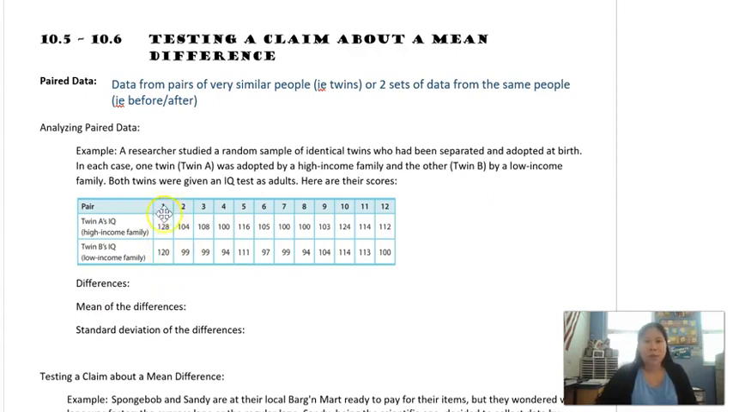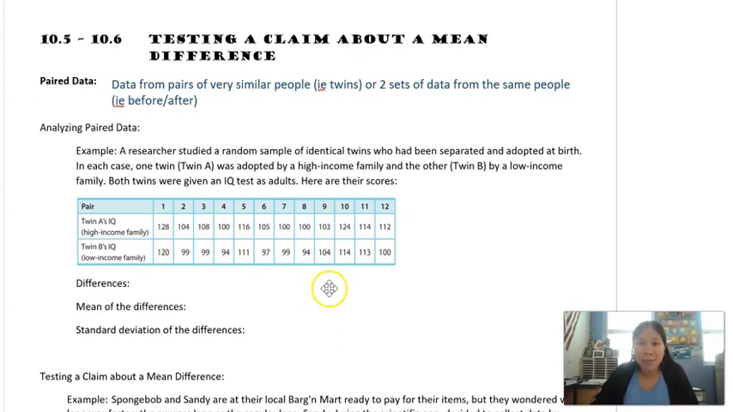So like for the first set of twins, they have to be matched together. So that's why it's called pair 1. Because we want to make sure that the twins that are actually twins with each other, their data gets subtracted. So 128 minus 120 would give us 8. We can do this for the rest of our data.